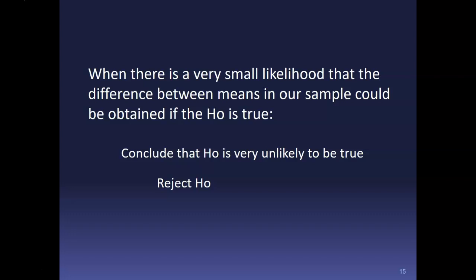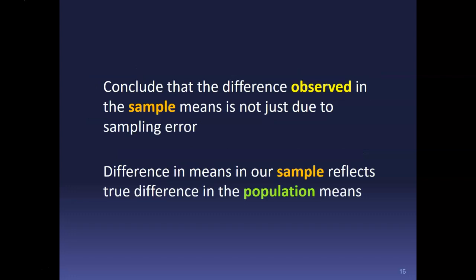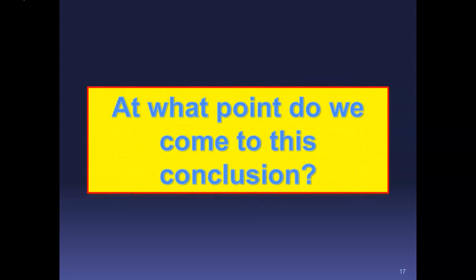When there is a very small likelihood that the difference between means in our sample could be obtained if the null hypothesis is true, we conclude the null hypothesis is very unlikely to be true, and we reject it. We conclude that the difference that we observe in the means in our sample is not just due to sampling error, that this difference in the means in our sample reflects a true difference in the population means.